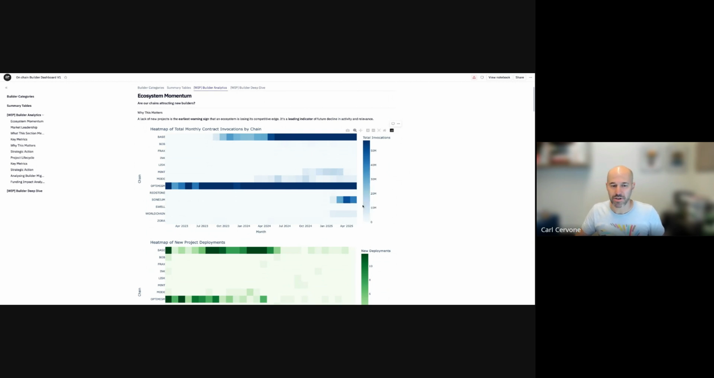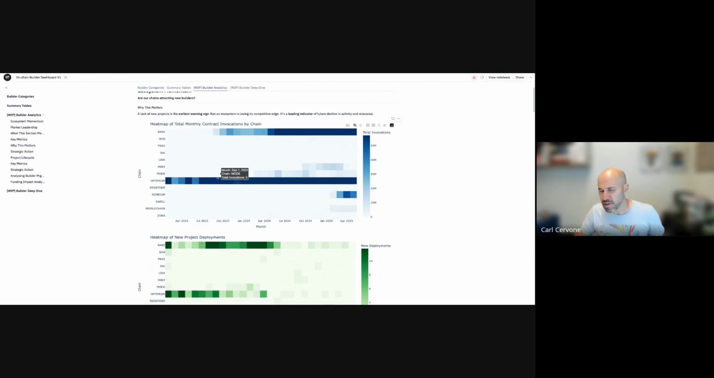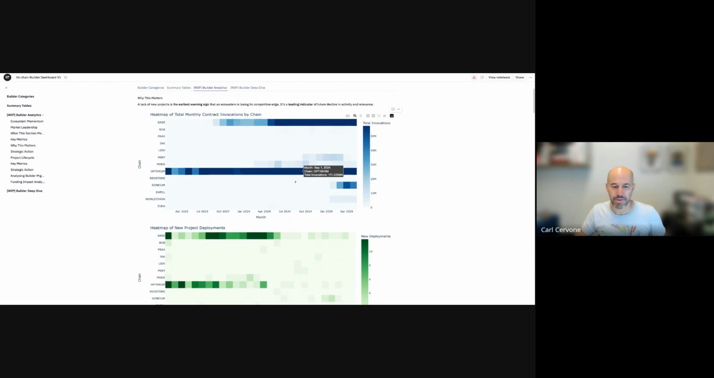Soneium is the one right now which is more active. There's some reason Unichain is not showing up here. It should be in here, but it's not right now.